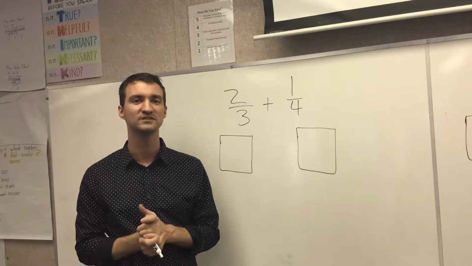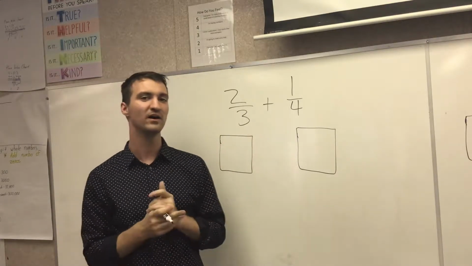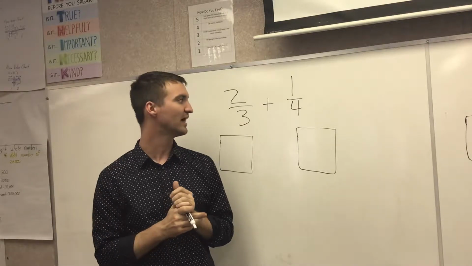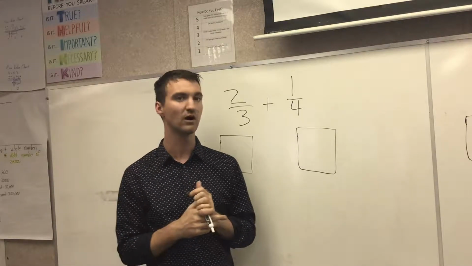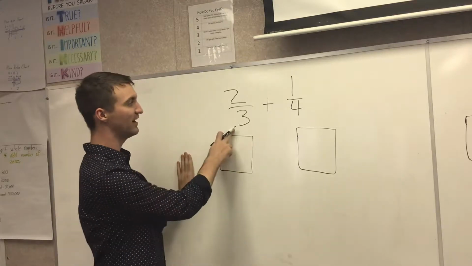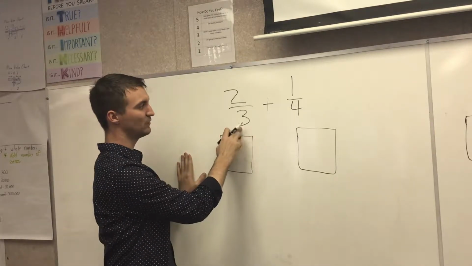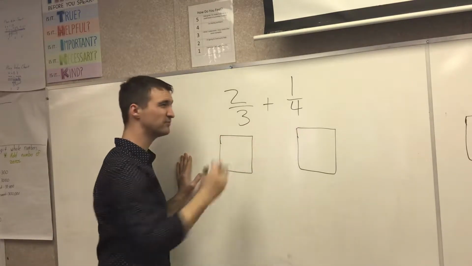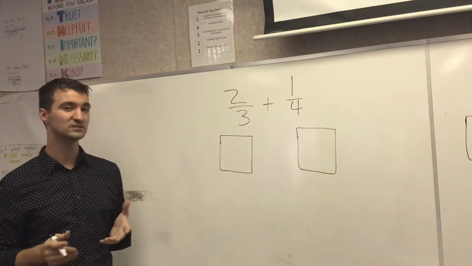I am here with some friends of mine, and we are going to talk about addition with unlike denominators on fractions. So our goal, first off, is to find like denominators. Now we can see this one has a 3 as a denominator, this one has a 4, and so we want to find our lowest common denominator.